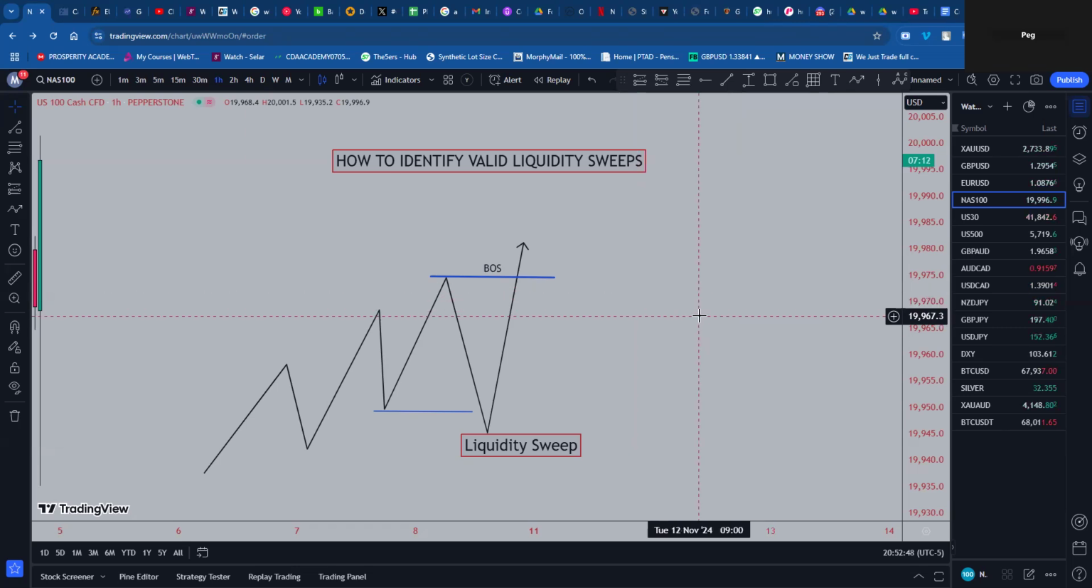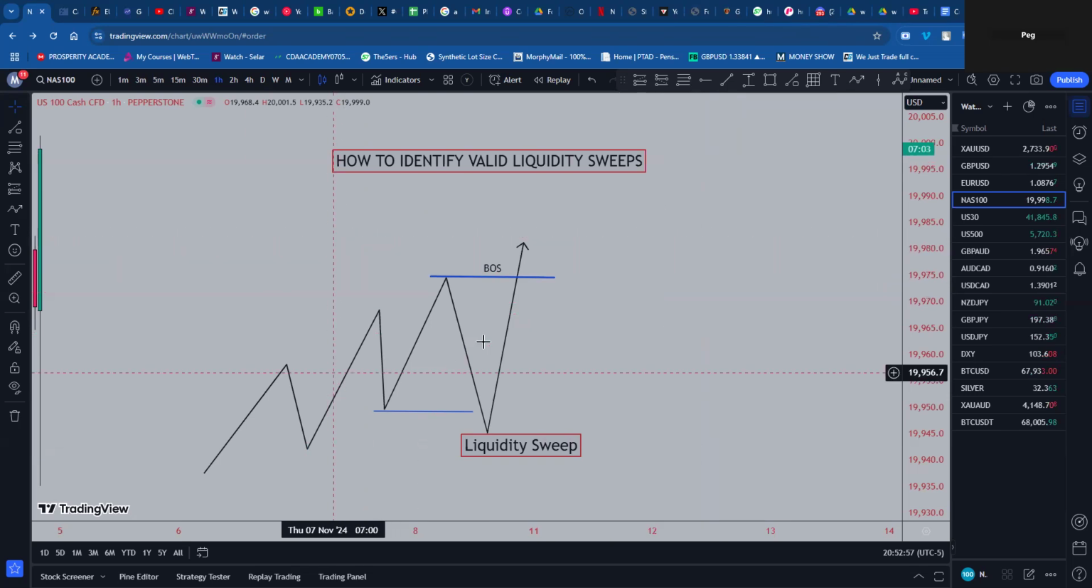So now we want to talk about how do we know, is every sweep a valid sweep? Is every sweep of liquidity valid? So that's what we want to look at. How do we identify the valid ones?